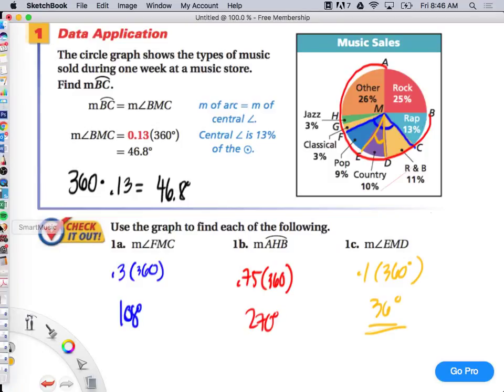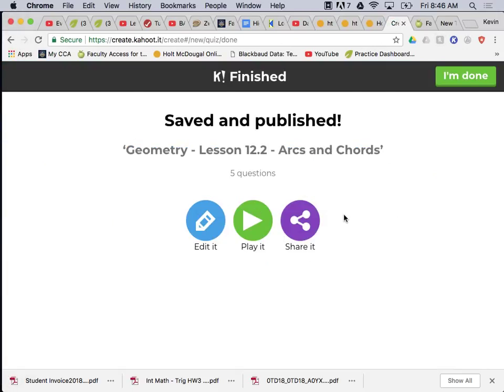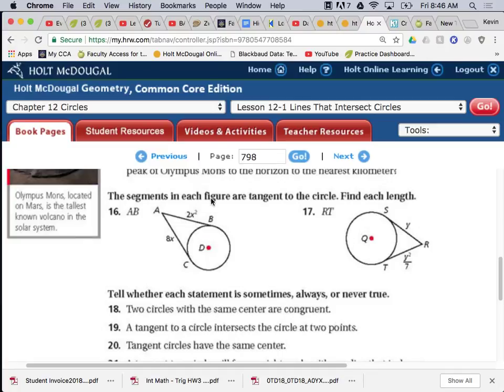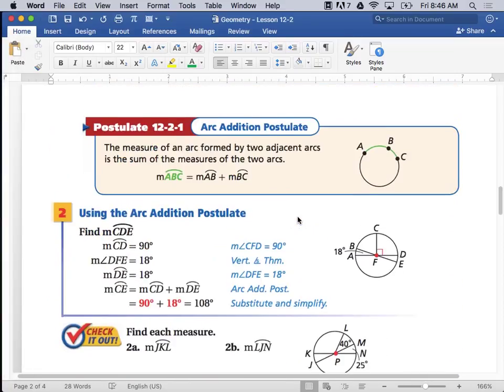Okay, so Kahoot time. Or actually, I gotta try and get through a little bit more of this lesson before we jump into Kahoot. So I'm sorry.